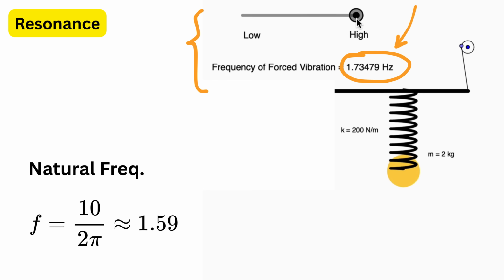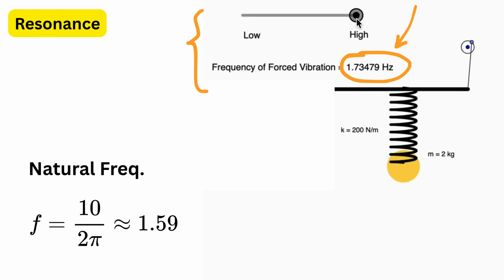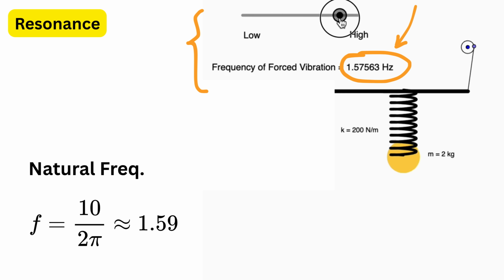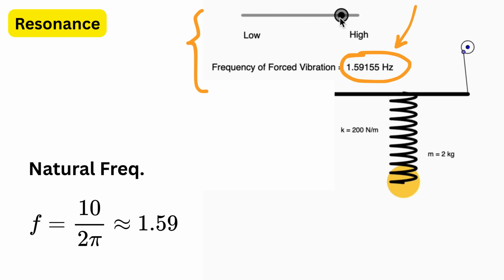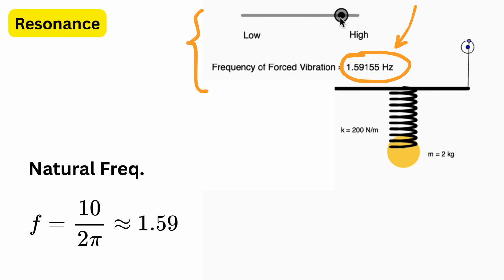If the frequency of this external force is far from the natural frequency, either smaller or bigger, doesn't matter, the oscillations remain small. But as the driving frequency gets closer to the natural frequency, the system begins to respond more strongly, and the amplitude of oscillation increases rapidly.